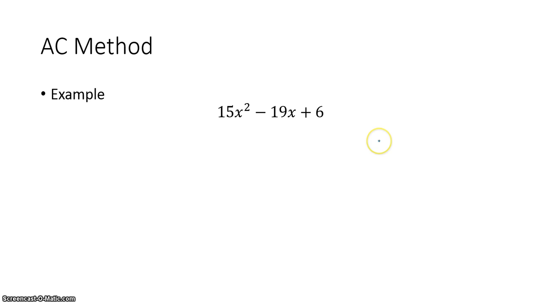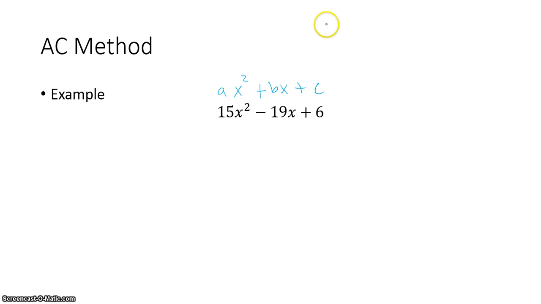Now let's take a look at the AC method. When you start to get polynomials, and more specifically trinomials, whose leading coefficient is not 1, the guess and check method gets a little more complicated and may take some more work for us. So what we're going to do is try the AC method. Remember the general form we had for a trinomial: ax squared plus bx plus c.